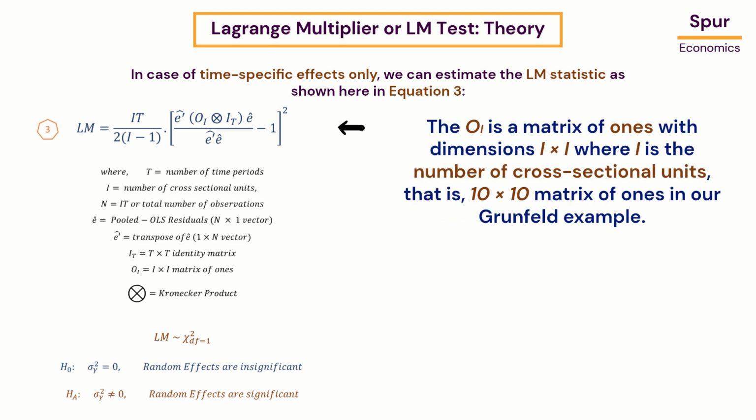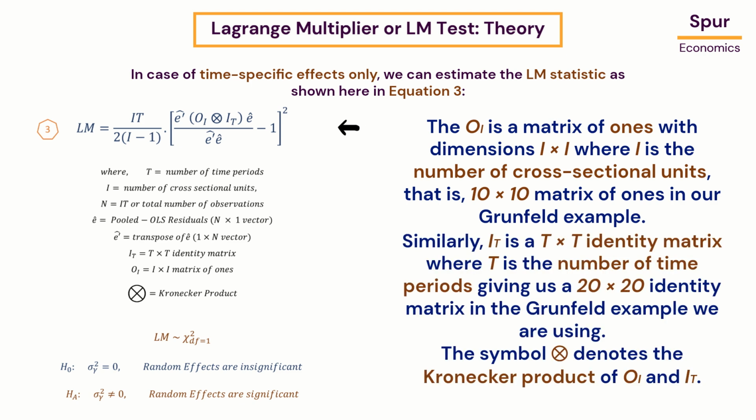The OI is a matrix of ones with dimensions I by I, where I is the number of cross-sectional units, that is, a 10 by 10 matrix of ones in our Grunfeld example. Similarly, IT is a T by T identity matrix, where T is the number of time periods, giving us a 20 by 20 identity matrix in the Grunfeld example we are using. The symbol shown here denotes the Kronecker product of OI and IT.